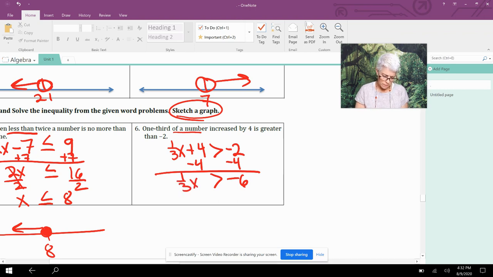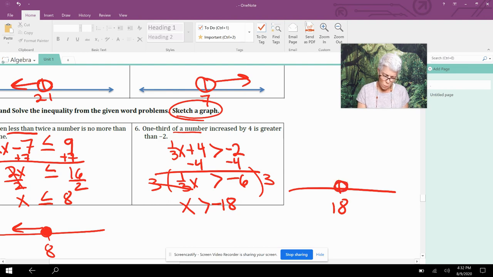One third x. Now I can clear this fraction by multiplying both sides by 3. x, and it is not a negative, so I don't flip anything, is greater than negative 18. All right, let's draw the graph. I put an 18 right there. It's a greater than symbol, so it's a circle. It's pointing to the right because it says that x is greater than negative 18. So it could be 19, 20, 21.